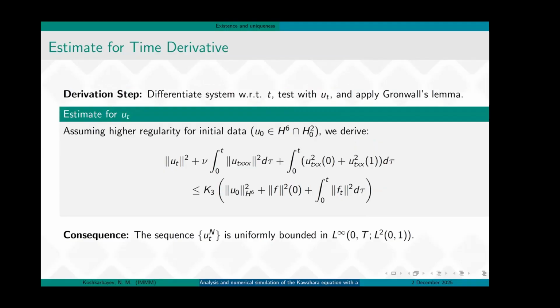We also need to control the time derivative by differentiating the system with respect to time. We derive the estimate shown here. This proves that the time derivative u_t is uniformly bounded in the L2 norm. This ensures the solution does not change too abruptly in time.